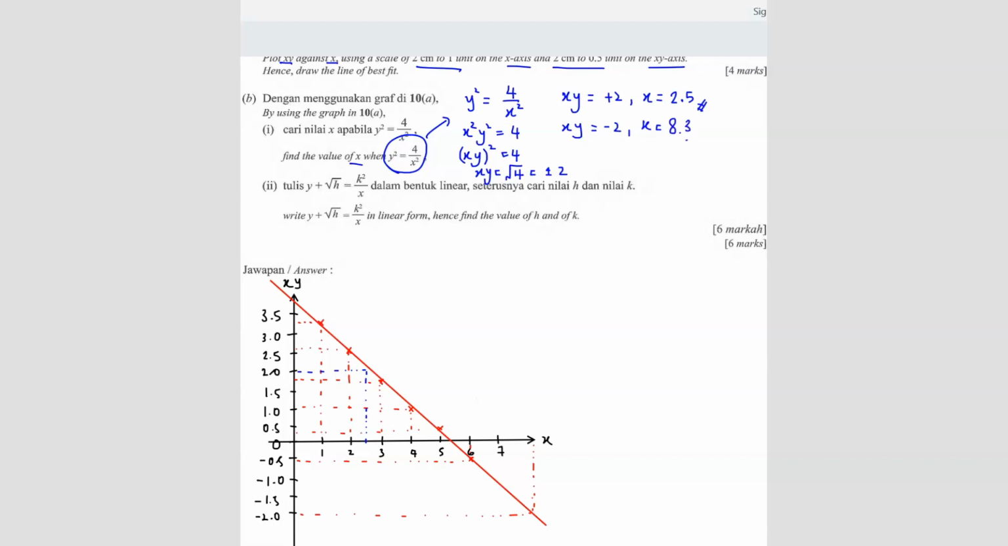Okay. So of course there is a range of answers. So just make sure you extend the line and draw the negative part of the xy, okay, so that you can extend and find the answer. So this is how you solve it.